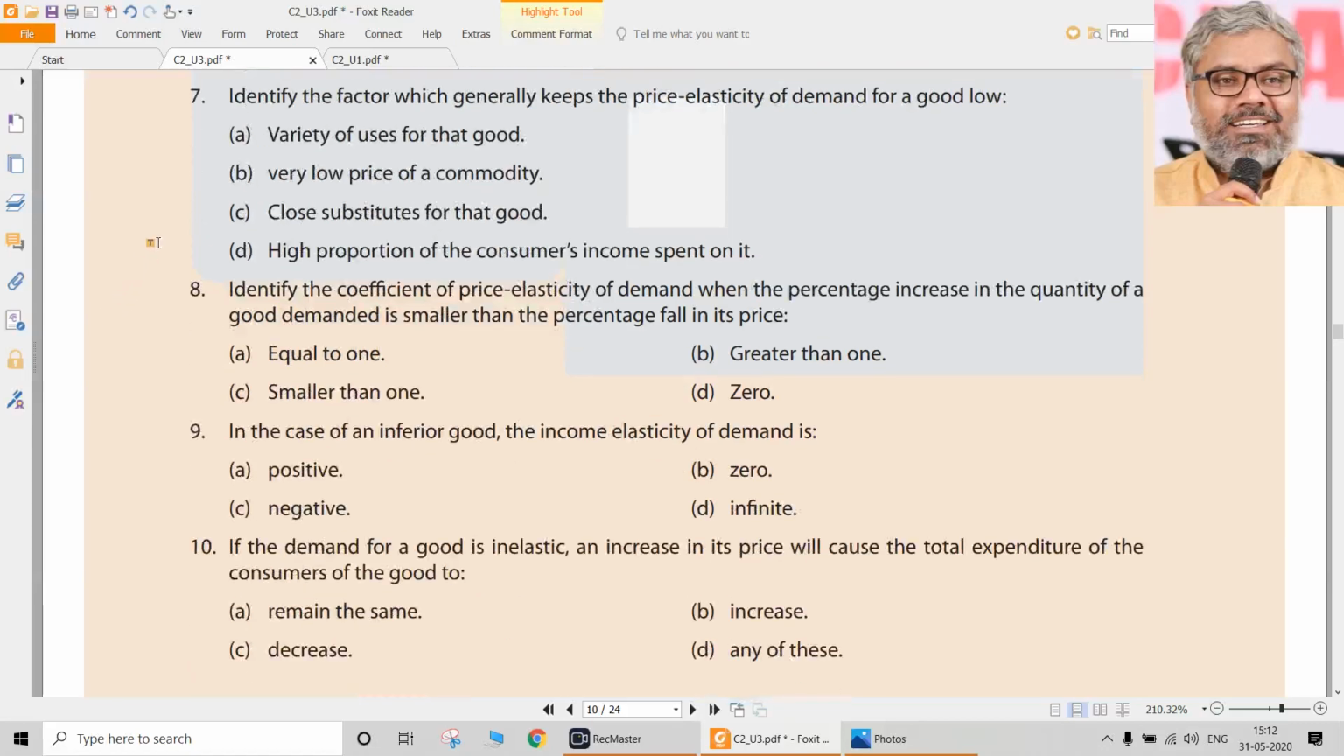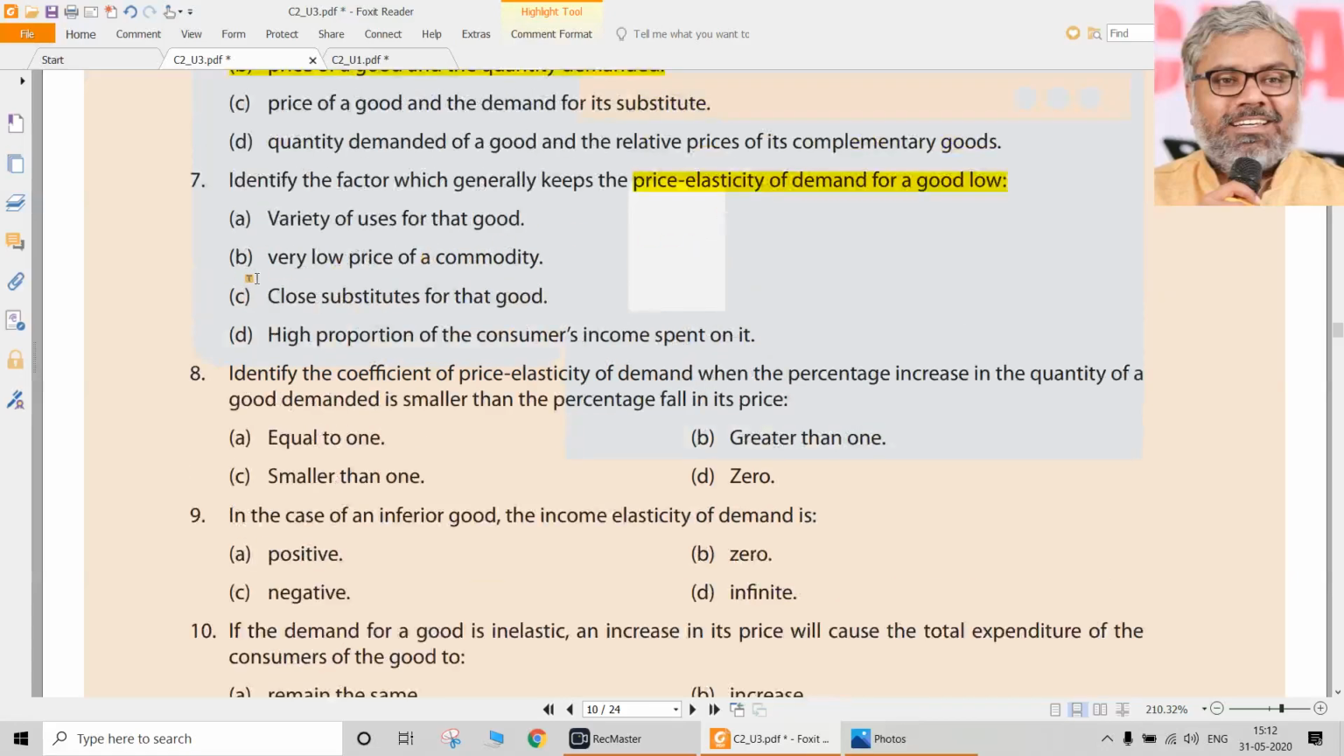Next, question number 7. Identify the factor which generally keeps the price elasticity of demand for a good low. Identify that carefully. So what is he asking? Price elasticity to be low. So what could be that? A, variety of uses for that product. If there are variety of uses for that product, multiple uses as we discussed, what will be the price elasticity? Will it be low or high? In general, it will be high.